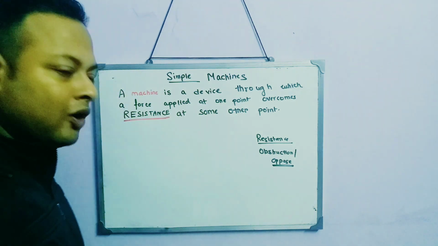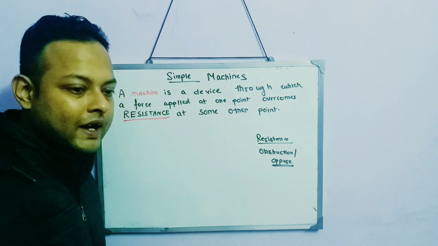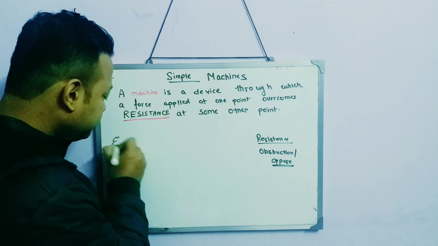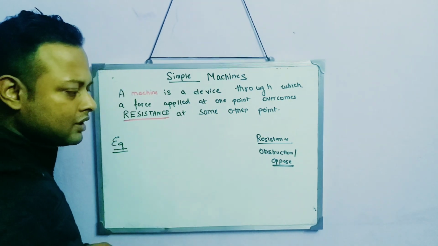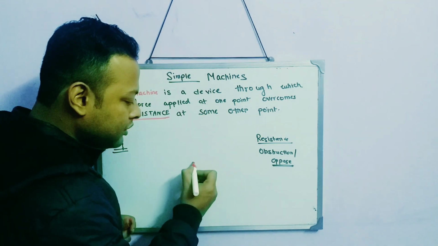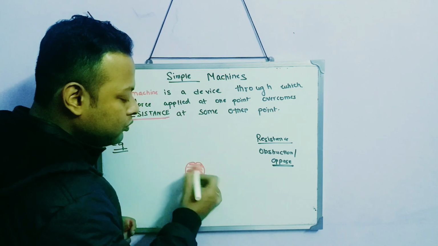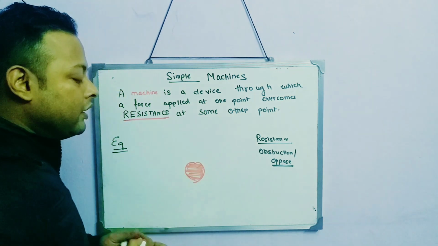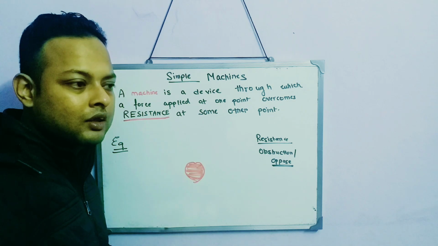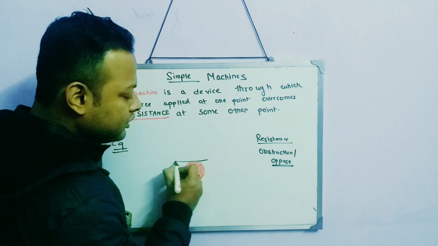Now how to understand this? Let's understand this definition with the help of a few examples. Examples are what help us in physics. Let's take an example. Suppose you have an apple. How do you cut this apple? Obviously, you will take a knife, a sharp knife. I have taken a sharp knife. This knife is there.